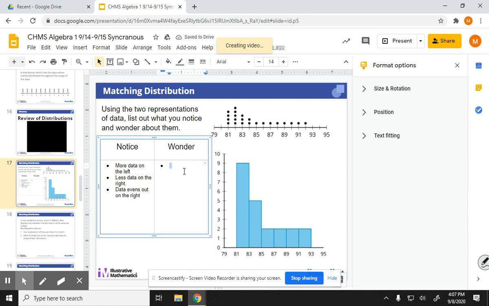Now, when I'm wondering, well, I look at this graph, there's no labels. So I'm kind of wondering, what is this graph actually representing? Or if it doesn't have a specific label, maybe I could say, what could this graph represent?